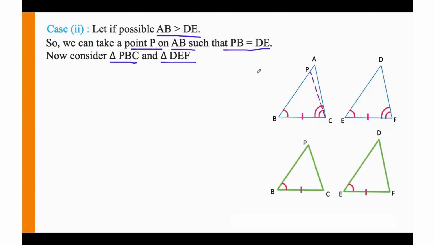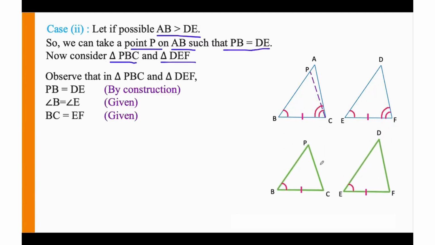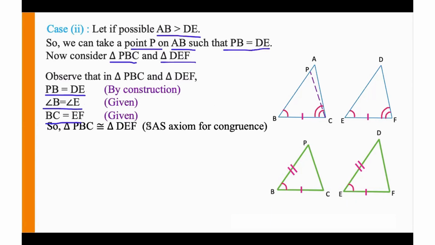Look here at the bottom now. Observe that PB is equal to DE. By our construction, we have constructed P, so by our construction, we have constructed PB, which is equal to DE. Angle B is equal to angle E, that is already given to us. And BC is equal to EF, that is also given. And again, by SAS, I am proving that the green triangle PBC is congruent to triangle DEF, using the SAS axiom of congruency.